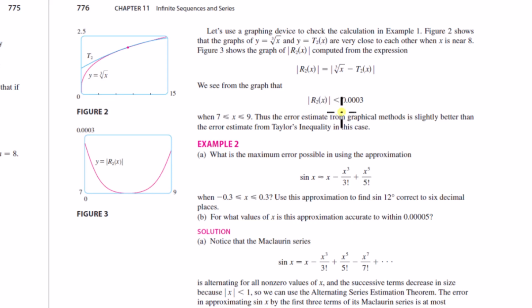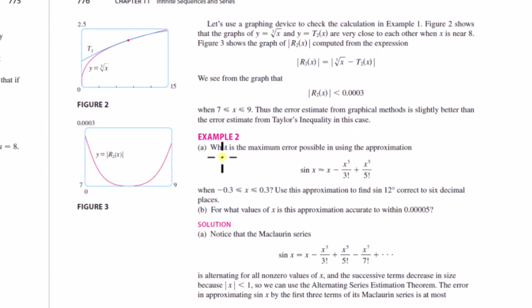Now, again, why wouldn't you just do this? What's the point of Taylor's inequality? They're just trying to illustrate and give you a full view of this. Maybe you can't, or it's not easy to do this graph. But still, you can see Taylor's inequality did a good job. It was 0.0004. This is 0.0003. Thus, the error estimate from graphical methods is slightly better than the error estimate from Taylor's inequality in this case.